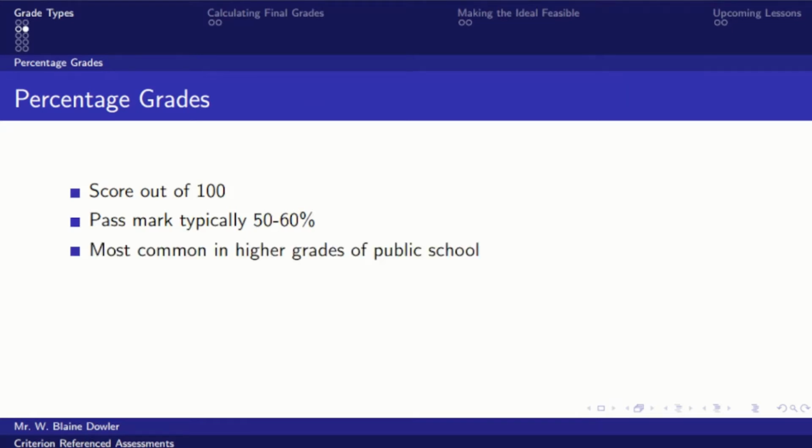These are most common in the higher grades of public school. You are much more likely to see them in high school than university. And again, much more likely to see them in high school or junior high or middle school than in elementary or grade school.